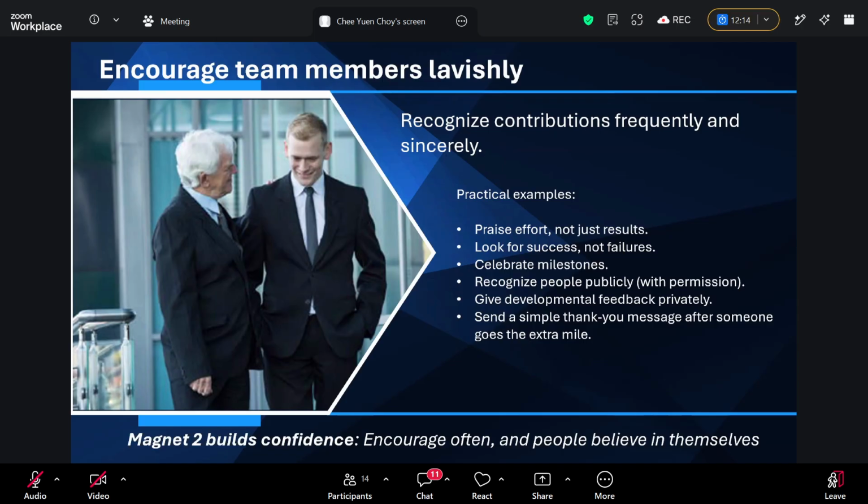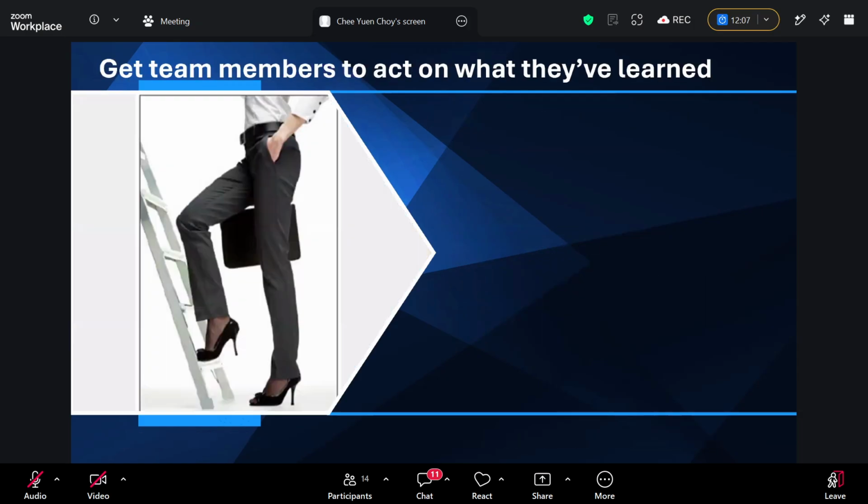So you can see here, magnet 2 is to encourage often, and people believe in themselves. We want to bring out the confidence. So number 3, magnet 3 is to get team members to act. So coach people to apply new skills and help them to succeed.